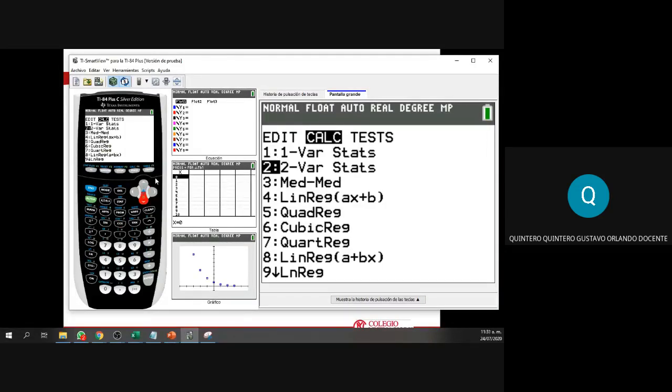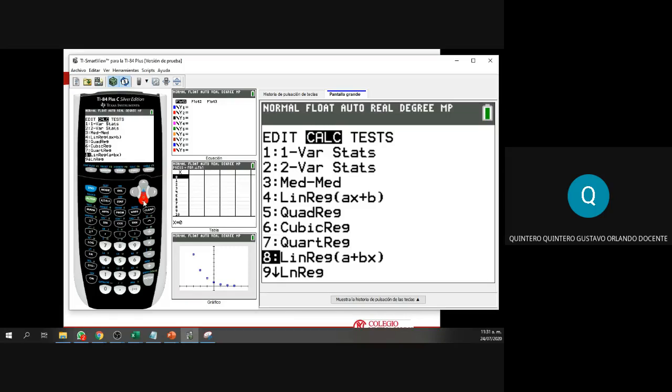So look at that. If I go to option number 4, we can find the lin reg. That is the linear regression. If we move a little bit down, we find the quad reg, quadratic regression. A little bit down, cubic reg, the cubic regression. Quart reg, quartic regression. But what is the one that we're looking for? We are looking for exponential regression, right?